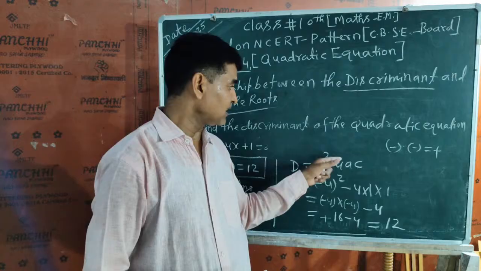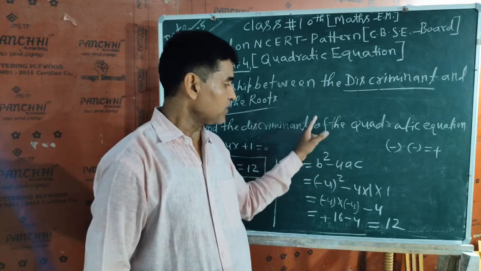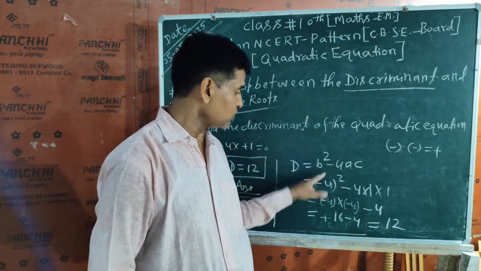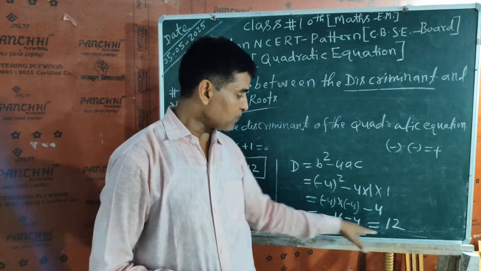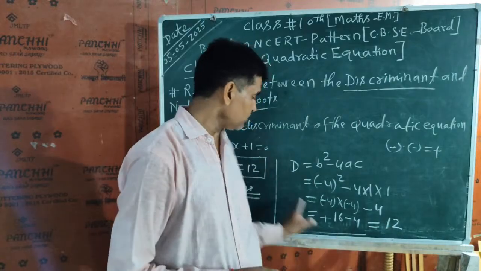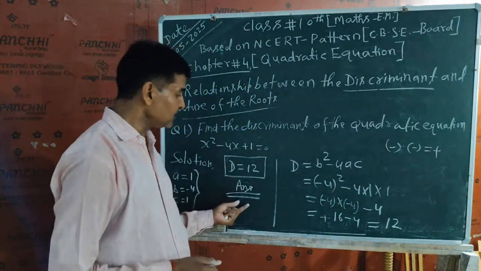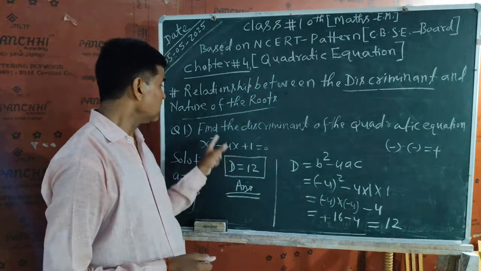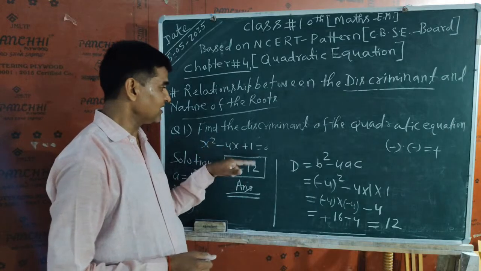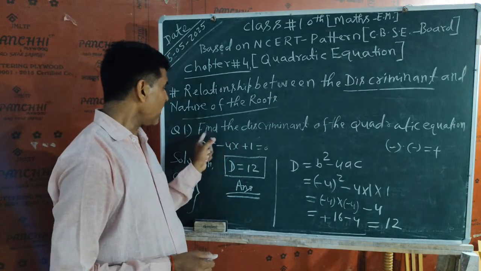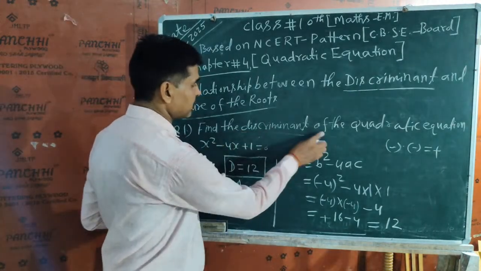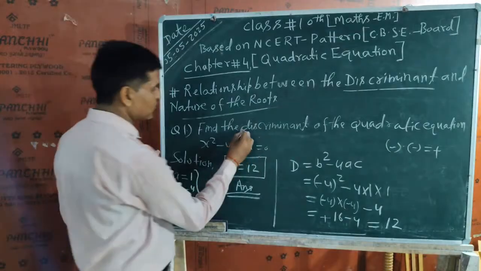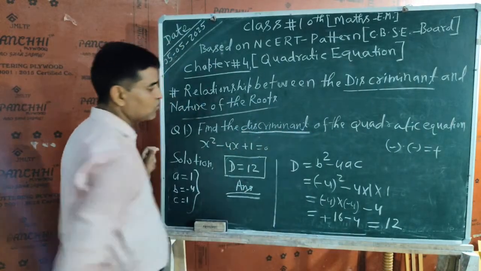I will take the values from the given quadratic equation, and then I will substitute here. After substituting I will simplify. After simplification we will get the value of D, and that will be the answer of the given question. The question asks to find the discriminant of the given quadratic equation. In other words, find the value of the discriminant of the given quadratic equation.